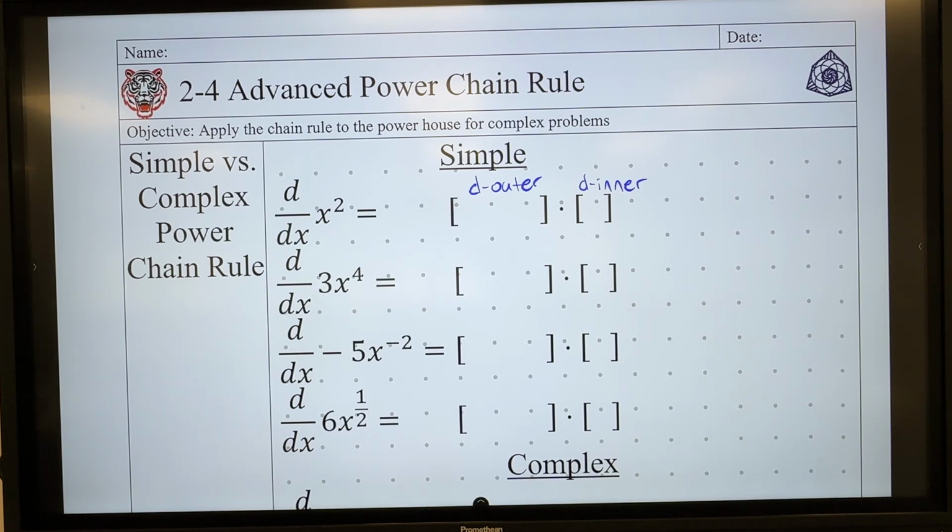What house are we in? Are we General Triggy Log? Power? Thank you. Yes, this is a powerhouse. So if this is powerhouse, powerhouse rules say that the 2 goes where, Giorgio? Out front. So it's 2x to the power of 1, or just simply 2x.